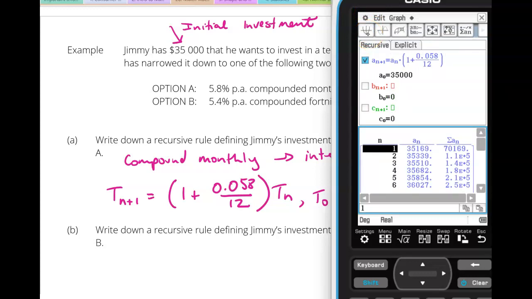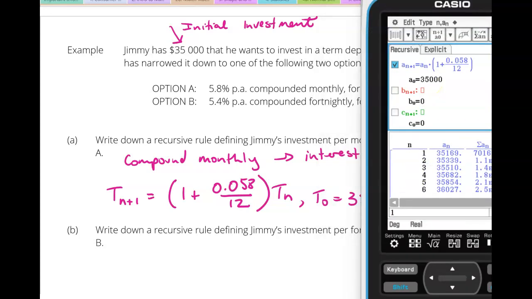So it starts at 35,000. After 1 month, you can see here the investment is worth $35,169.17. So in that first month, they've earned $169.17 interest. In the next month, it will be worth more, and then keep going, obviously. And it's compounding. It's got that compounding effect. So when you use your compound interest formula, it will give you a figure of what it's worth at the very end of the time period.